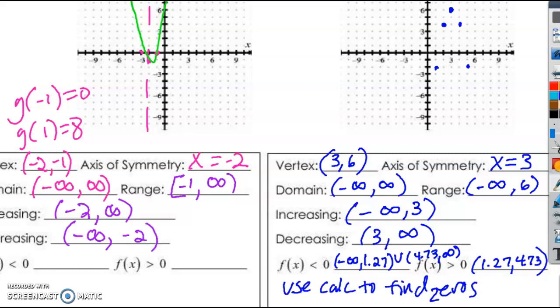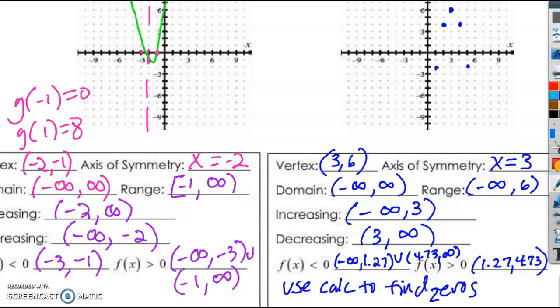Where is the graph less than 0? Where is it below the x-axis? Between -3 and -1. Where is it above the x-axis? From negative infinity up to -3, and also from -1 up to infinity.